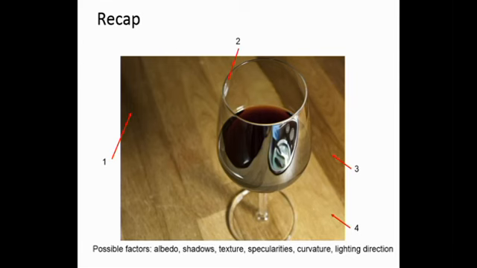Right, so let's recap. So why is 3 darker than 4? In terms of albedo, shadows, texture, specularities, curvature, lighting direction. I think somebody said it. Albedo? Yes, albedo. So 3 has a lower albedo than 4. So, you know, that's the main cause. And why is 1 darker than 3? Right, it's in the shadow of the glass. And why is this bright spot on 2 brighter than the glass around it? Right, it's a specularity.